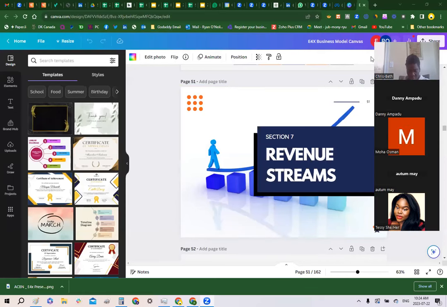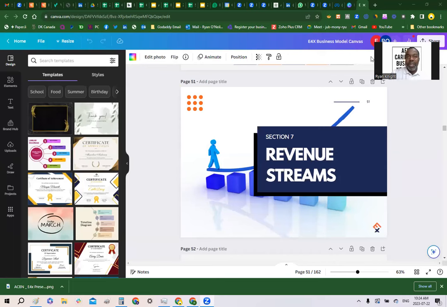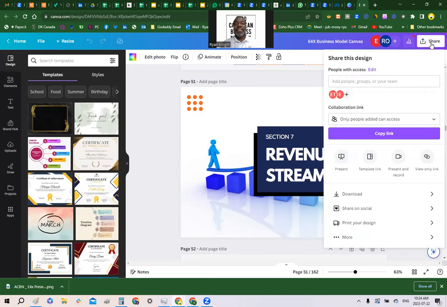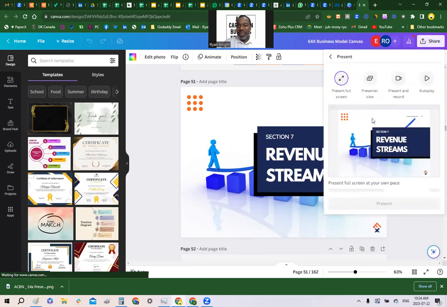So over the past few weeks, we have been going through the business model canvas. We are now at section 7. So actually, let me share this and then I'll do a brief overview.